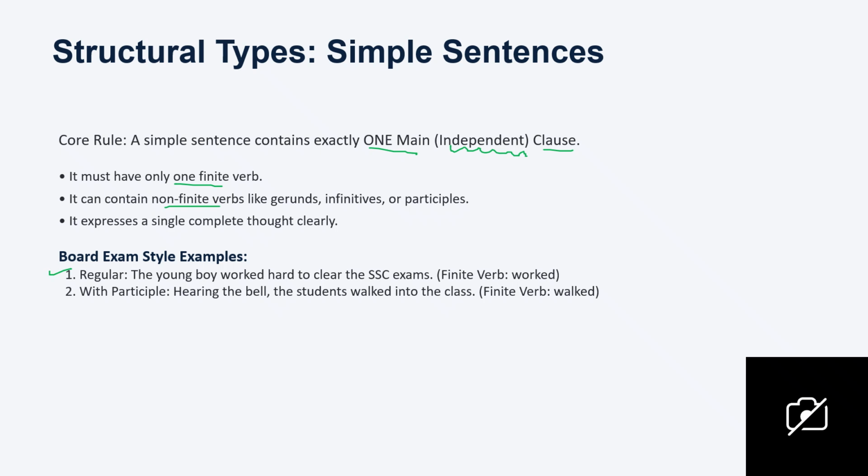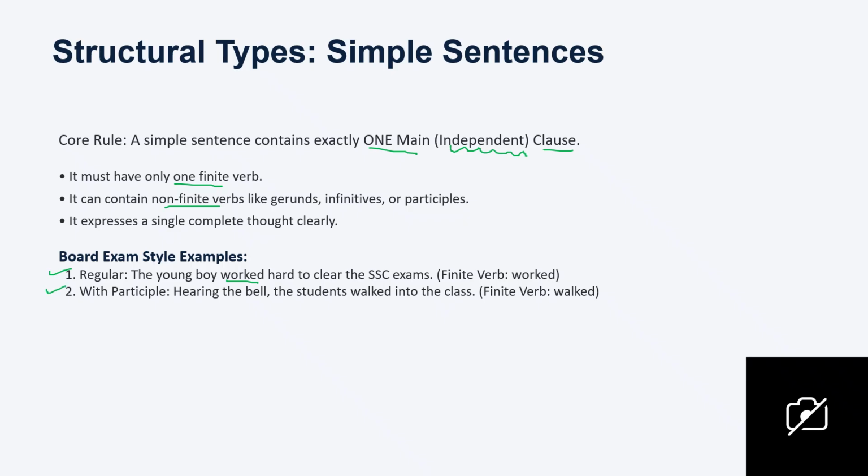A young boy worked hard to clear the SSC exam. Okay, so as you could see, worked is a verb. And what type of verb is it? Finite verb. That's correct. So it's one clear sentence which makes us understand the whole thing, that the boy is working hard to clear the exam.